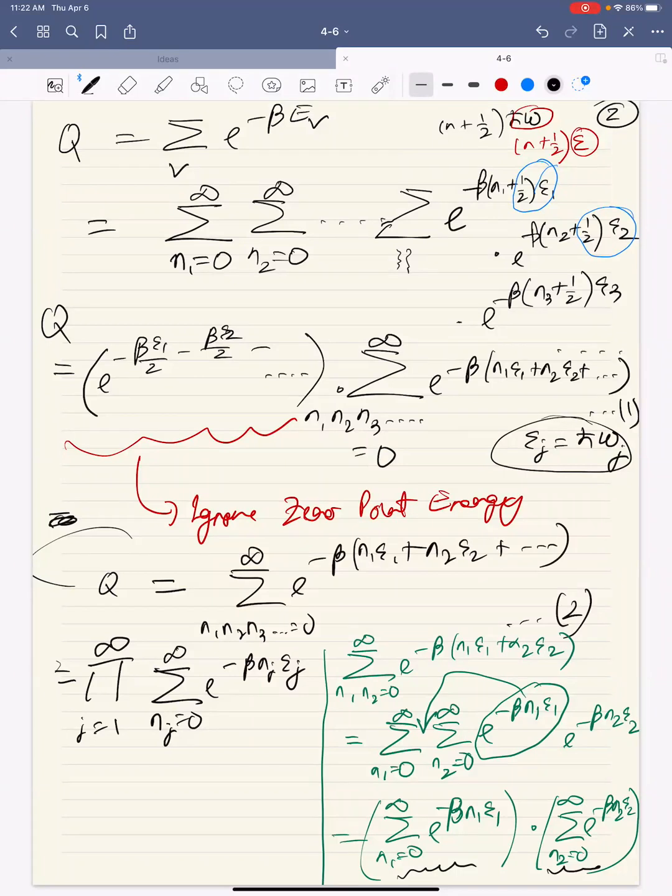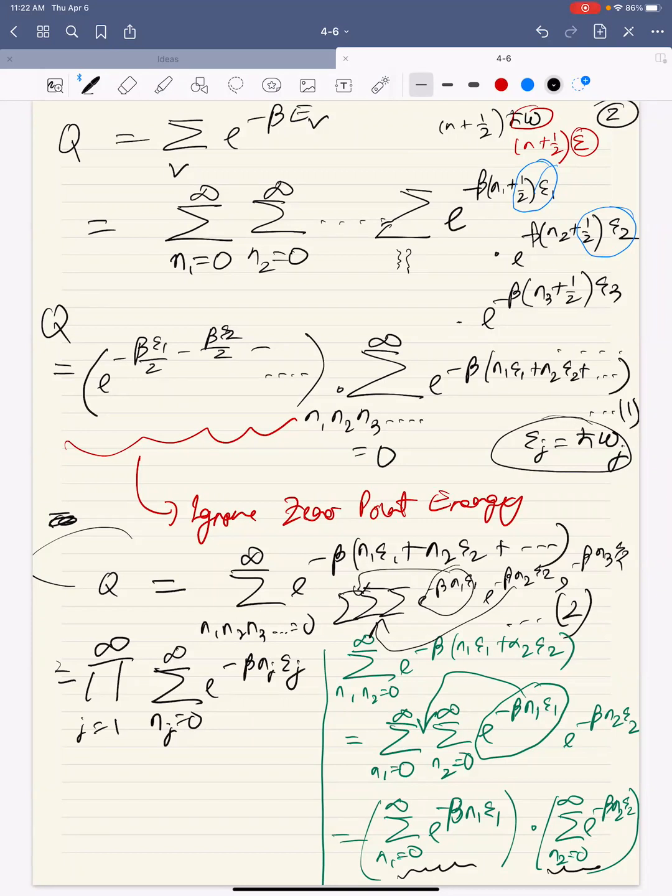Yeah, so in number 1, you have to ignore the zero-point energy term. After that, you just need to realize that this is a summation of e to the power minus beta n1 epsilon 1, e to the power minus beta n2 epsilon 2, e to the power minus beta n3 epsilon 3, and it's a multi-dimensional sum. But each of these can just pop out. That's the individual solutions. It's just a shorthand.